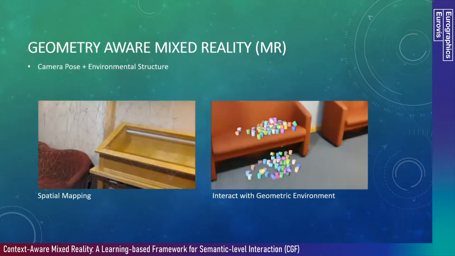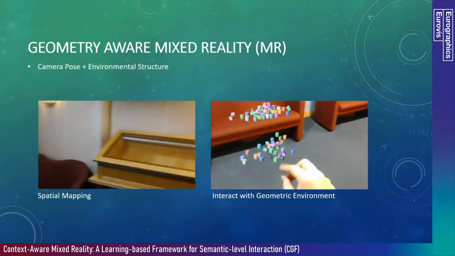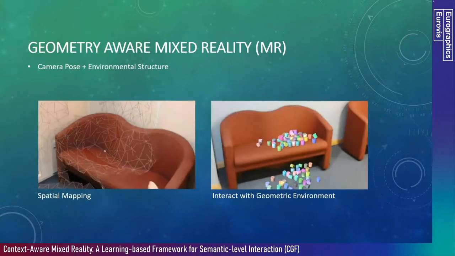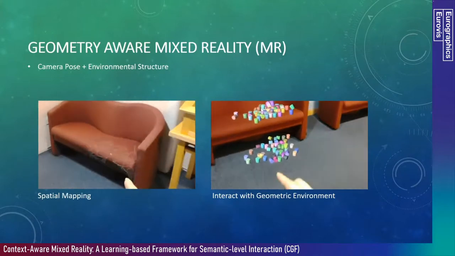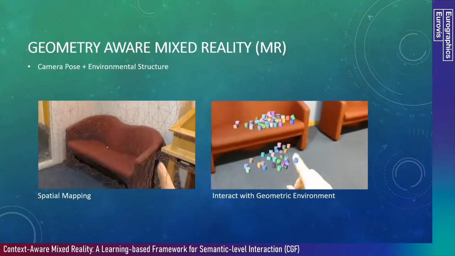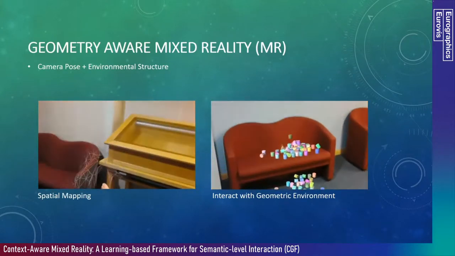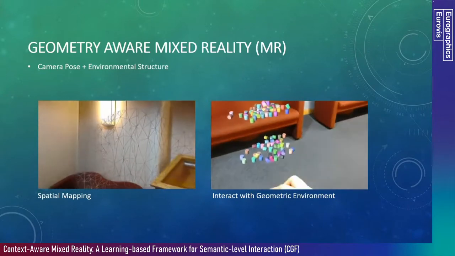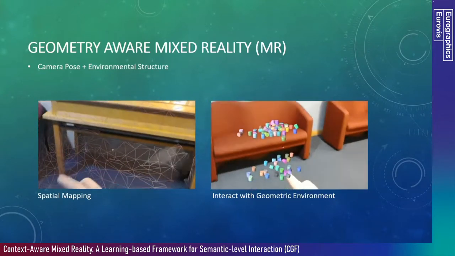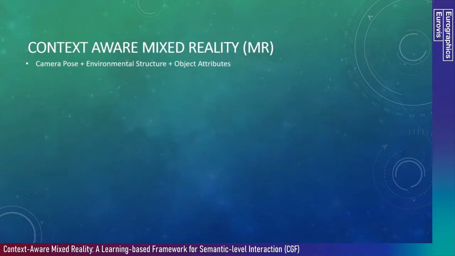what it is. So what if the MR system can know high-level information, such as this is a chair, and this is ground, and also the material of the chair and the ground, so it can enable more applications. What I was talking about is a context-aware MR system, where the MR system knows your camera pose, environmental structure, and also the object attributes.